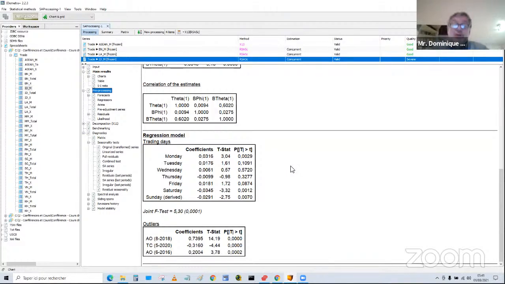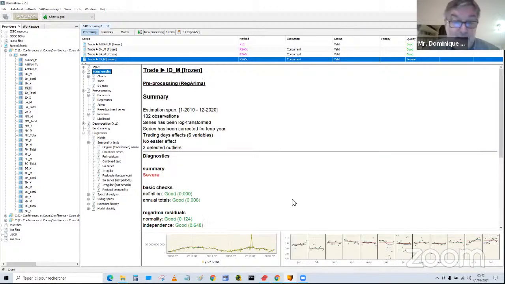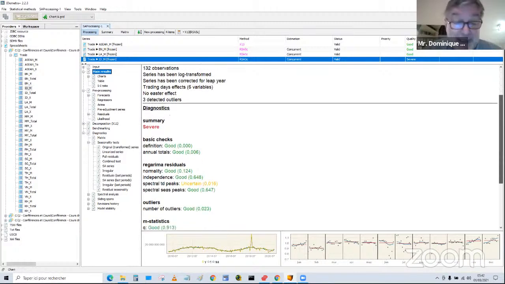I'm not saying it's good because we do not take into account your specificities, but even the specificities of a country should not affect this kind of shape a lot. Okay. So now, do we have a residual calendar effect? I have a summary severe, I will check that later.